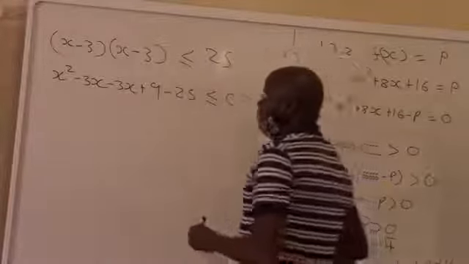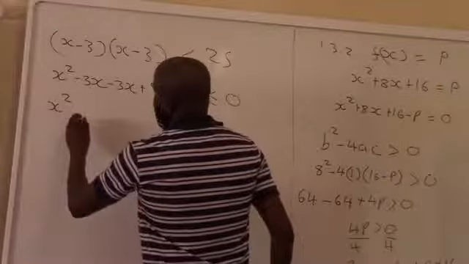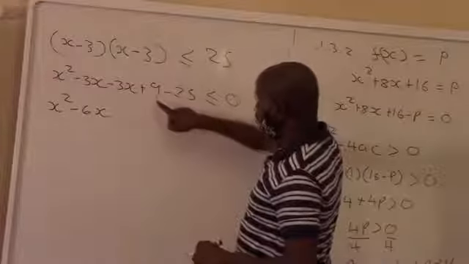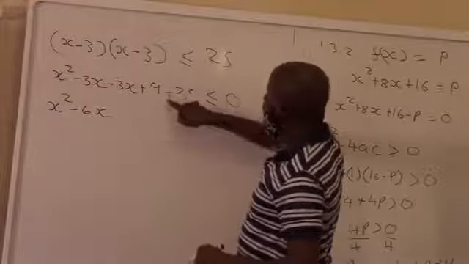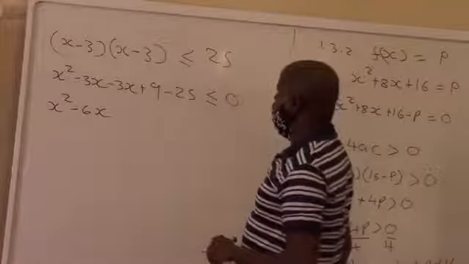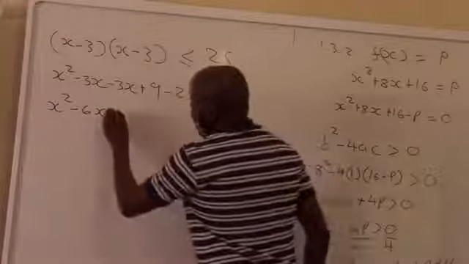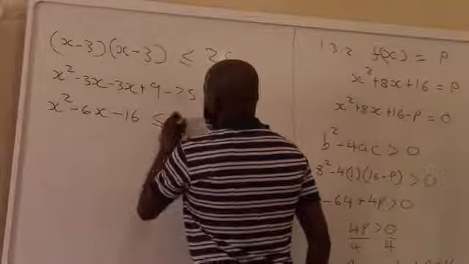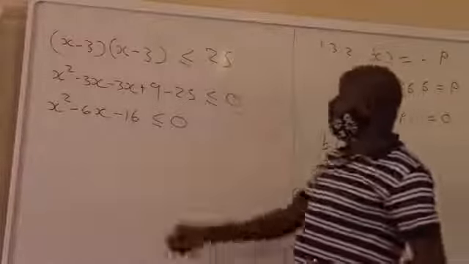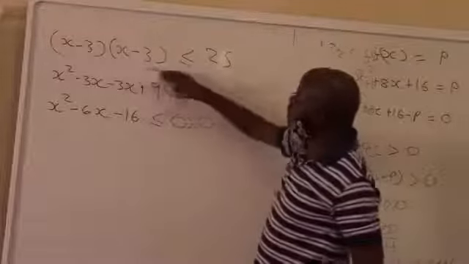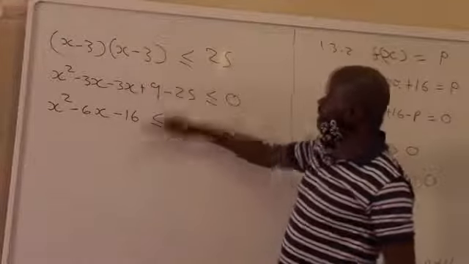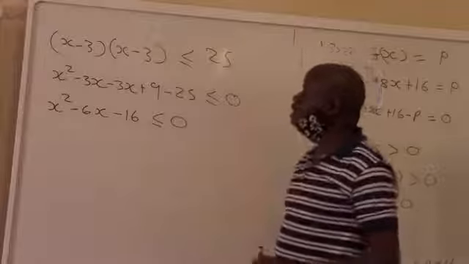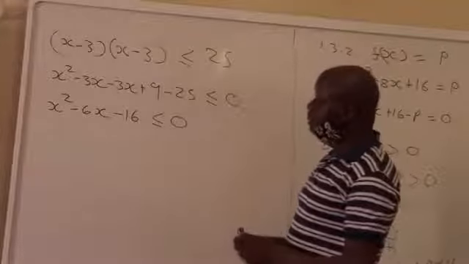So then here we are going to have x squared minus 6x, and then the 9 minus 25, we are going to have negative 16, which is less than or equal to 0. So if it comes in this way, the first mark for this inequality will just come in the standard form. The standard form, which is ax squared plus bx plus c.